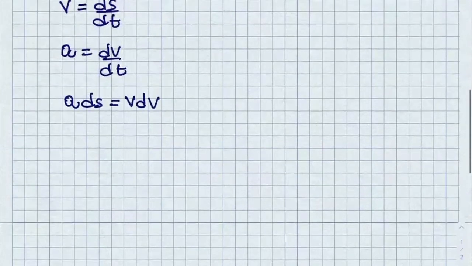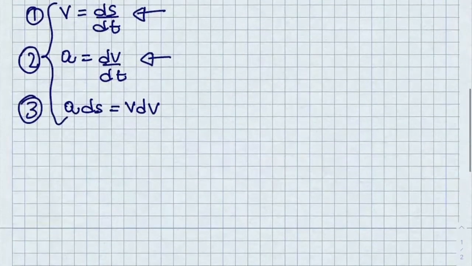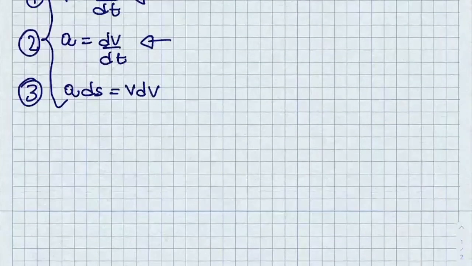So in order to get an expression for v, an expression for s, we need to integrate. So we need to integrate this. We also need to integrate this to get an expression for the distance, an expression for the velocity. So I'm just going to number these three formulas, 1, 2, 3. So if we take equation 2, we have a dt equal to dv. So we just need to integrate both sides.